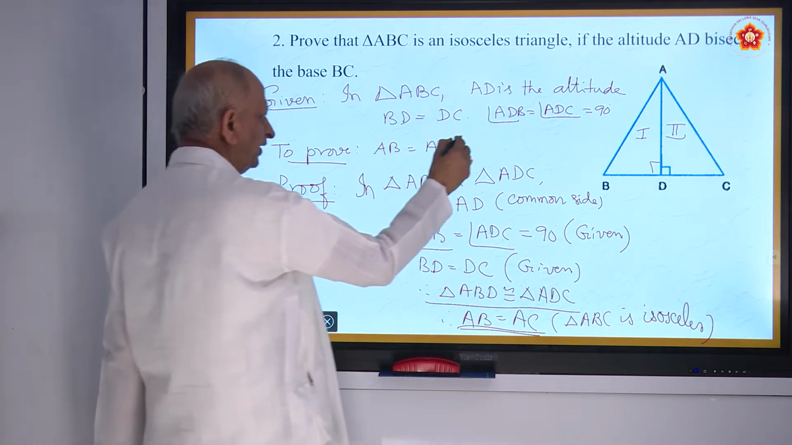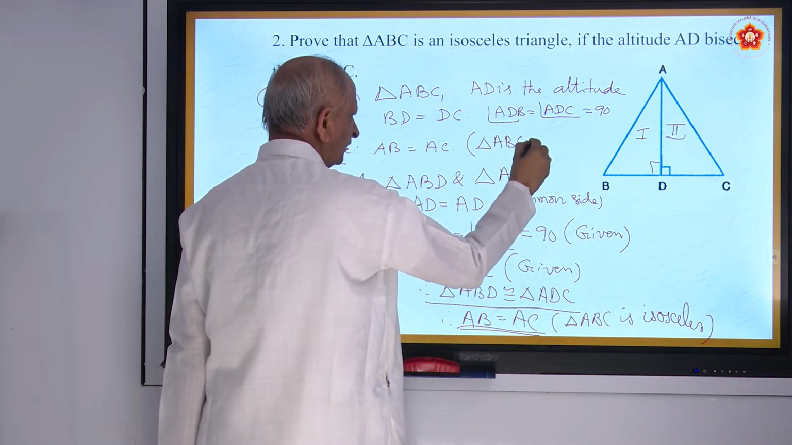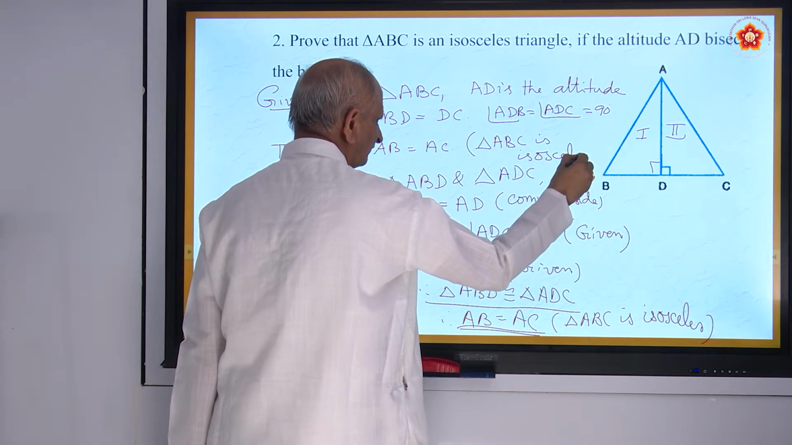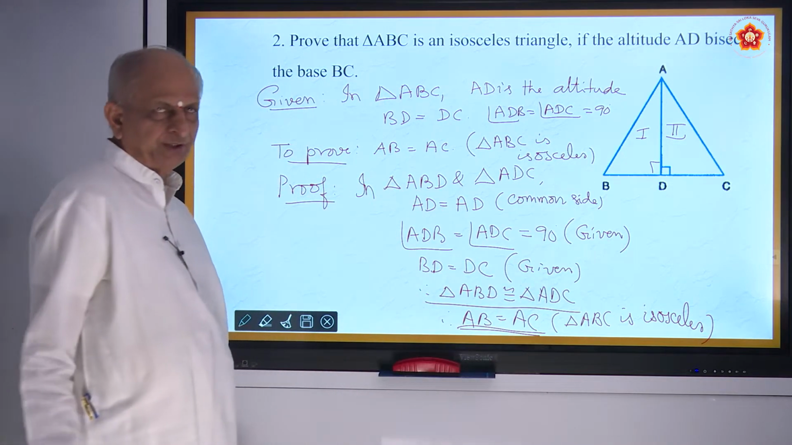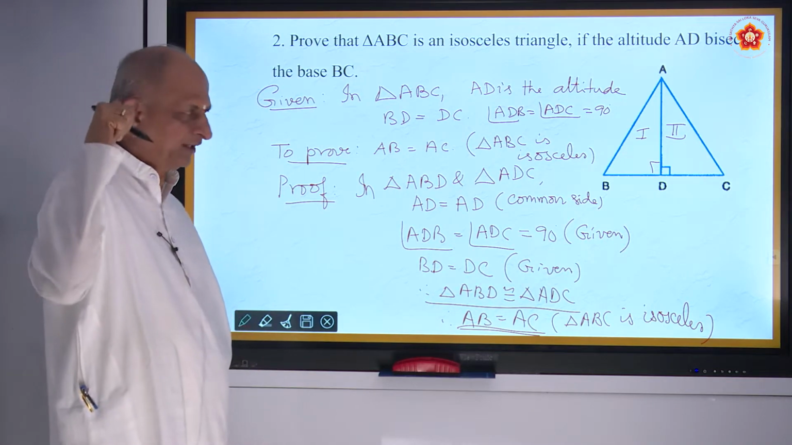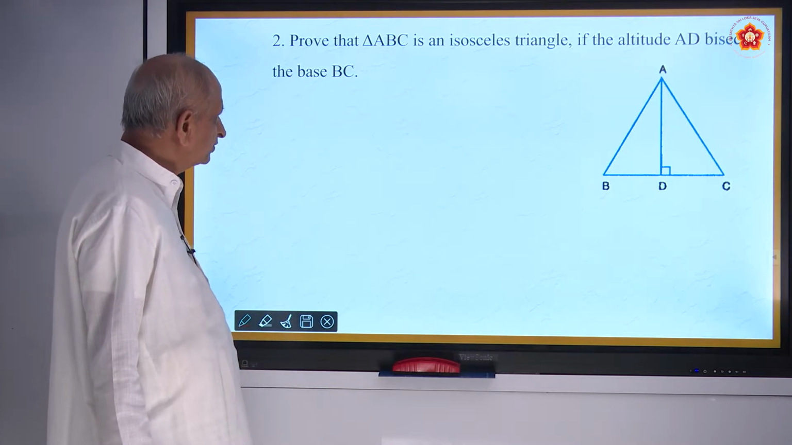So, here AB is equal to AC means what? Triangle ABC is isosceles. Okay, how many can do it? Raise your hands. Okay, very easy. You can do it. Come on, let us pass on to the third question.